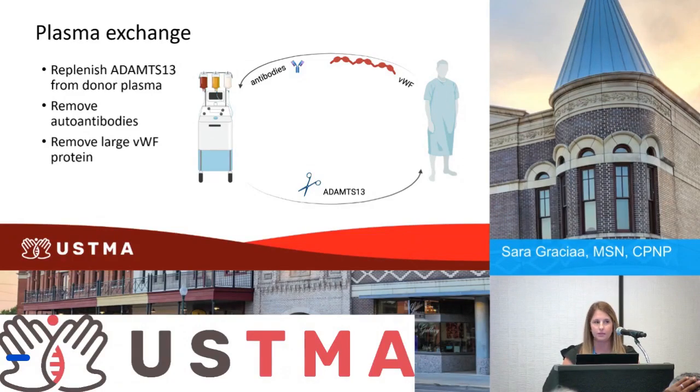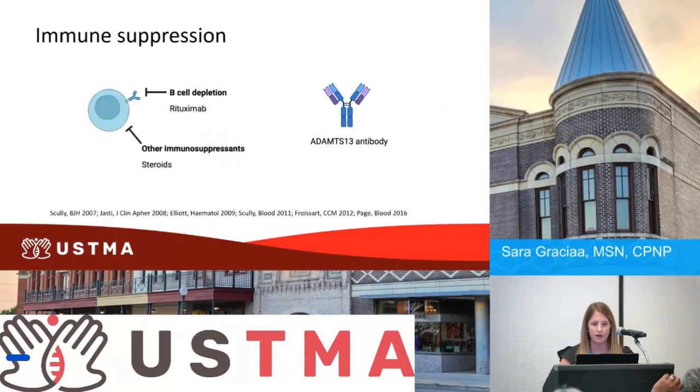This is typically done daily until the platelet count is normal, or over about 150,000, for 2 days. So plasma exchange really transformed TTP from a universally fatal disease to one that nearly most patients survive, with a mortality rate of about 10 to 20% now. And that's likely even lower now with the newer agents that we have.